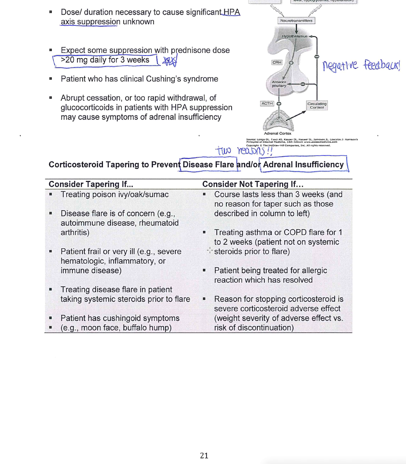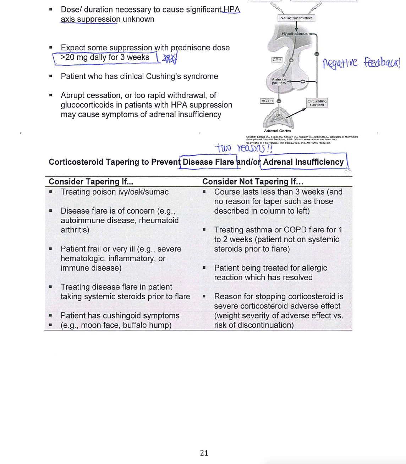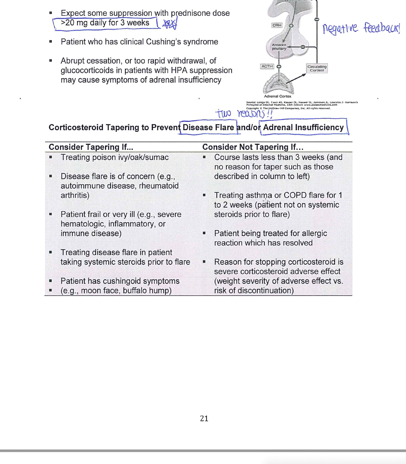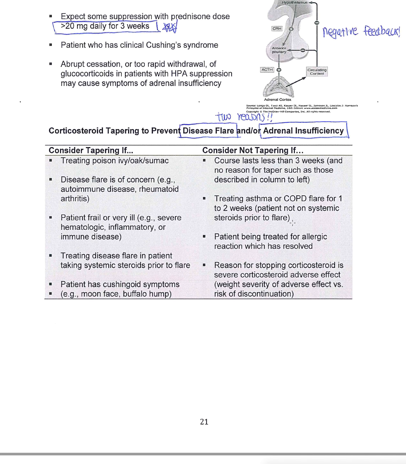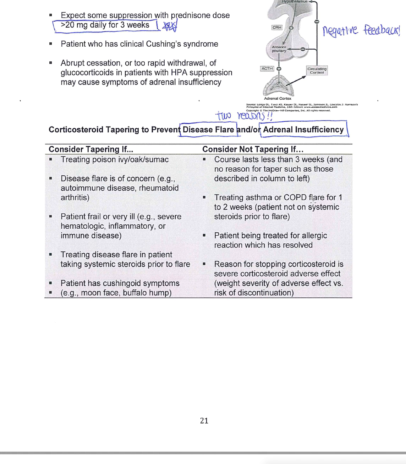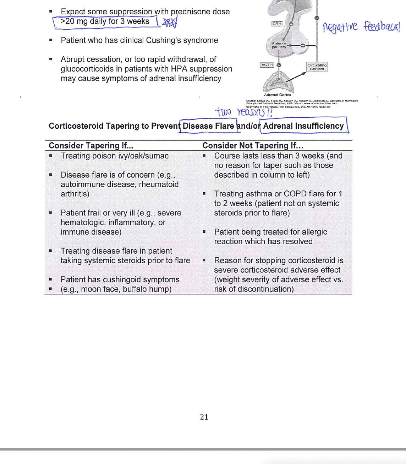And these are the cases where we actually don't have to taper, because neither disease flare nor adrenal insufficiency is a concern. Any course that lasts less than 3 weeks and there is no concern for disease flare, we don't have to taper. We can just stop right away. This will come up a lot. So treating an asthma or COPD flare for 1 to 2 weeks, we don't have to taper because, again, this is a short course and we don't have to worry too much about asthma and COPD flare. It's not likely to happen.